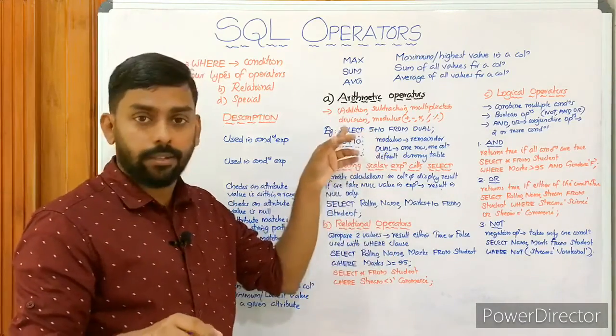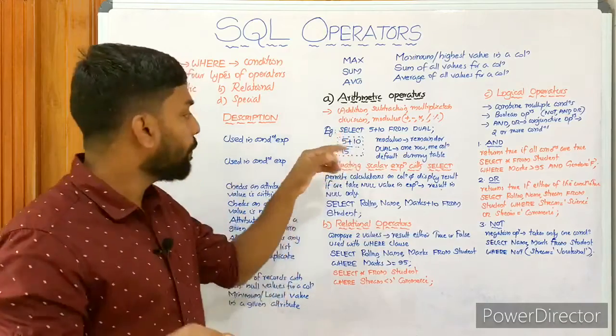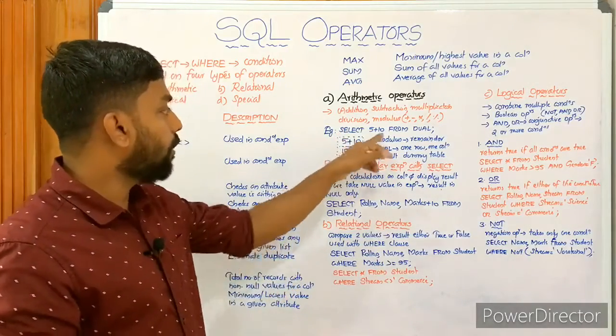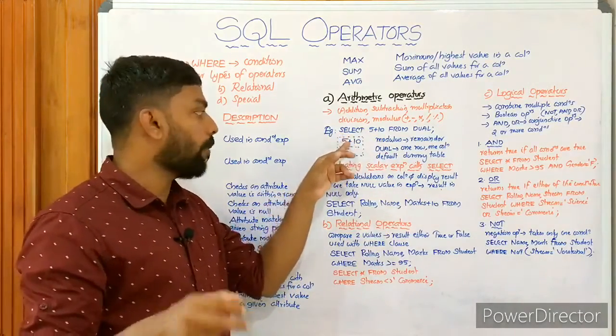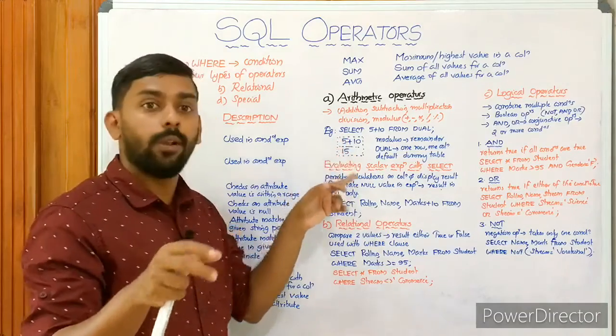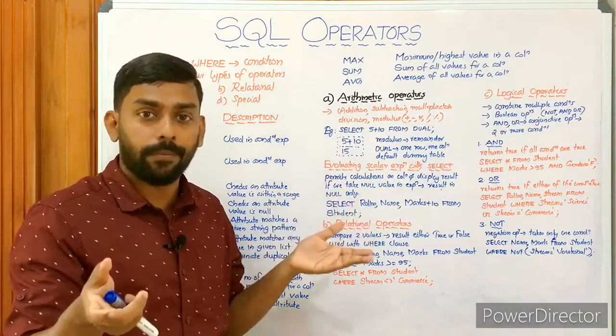What follows select will be the column name, that's it. Then 5 plus 10, 15. Actually 5 plus 10 is 15. The column name will be 5 plus 10 and the value is 15, that's it. 5 plus 10 is 15, we know that.